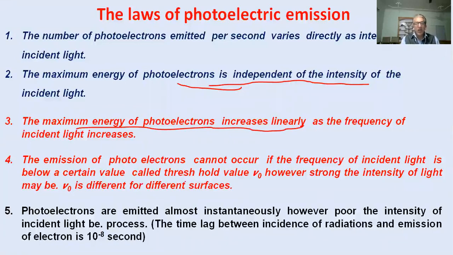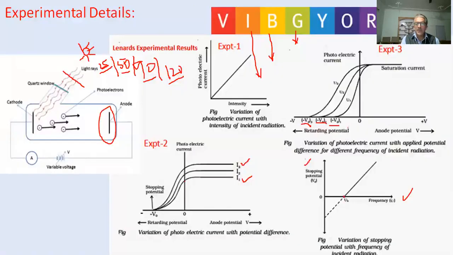And then we also establish this law: the emission of photoelectrons cannot occur if the frequency of the incident light is below a certain value called the threshold value, nu0, however strong the intensity of light may be. nu0 is different for different surfaces. Now, if we have a different surface, a different cathode, then this threshold frequency will be different, and of course, that line will be parallel to this straight line. And we have established these three laws.